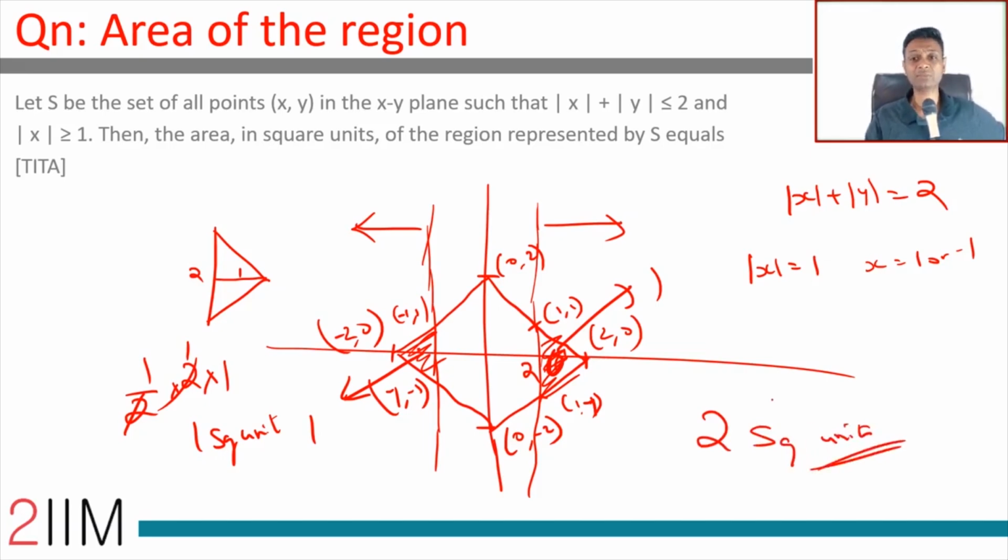Wonderful question. You need to be comfortable with drawing the diagram for this, imagining this, and then drawing the diagram, finding the shaded region, and then simplifying that.